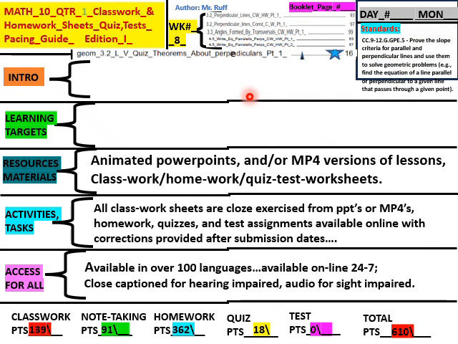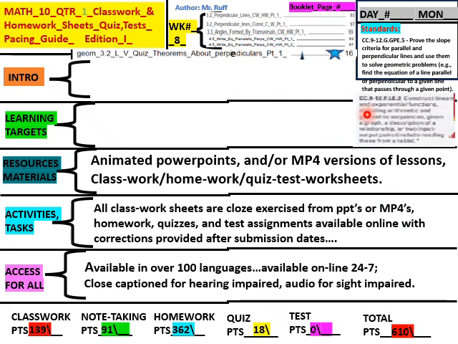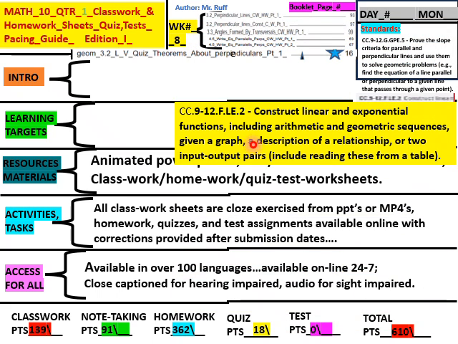a given point. And then we have our next Common Core here, 9 through 12, F.LE.2. Construct linear and exponential functions, including arithmetic and geometric sequences, given a graph, a description of a relationship, or two input-output pairs. Include reading these from a table.